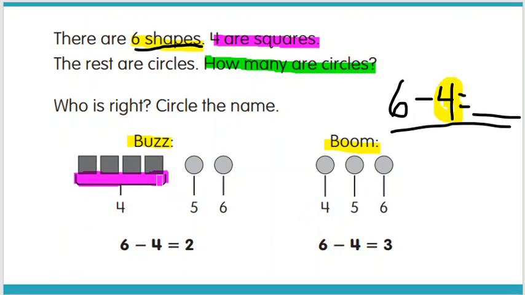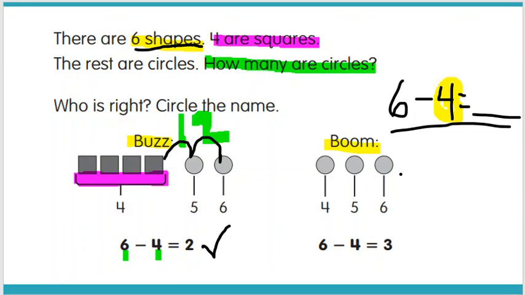So Buzz said 4, and then Buzz counted on from 4. He went 4, 5, 6. So then I can see here we've got 1 and then 2. So Buzz said 6 minus 4 equals 2. Well, after checking that, I can see that Buzz did it correctly.